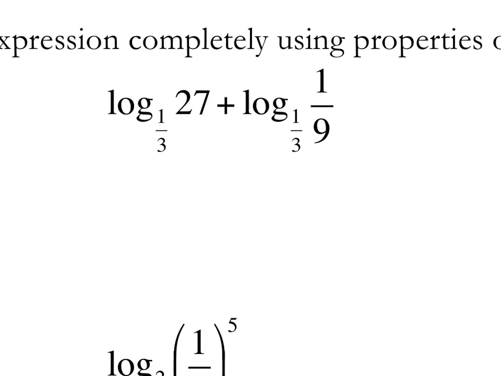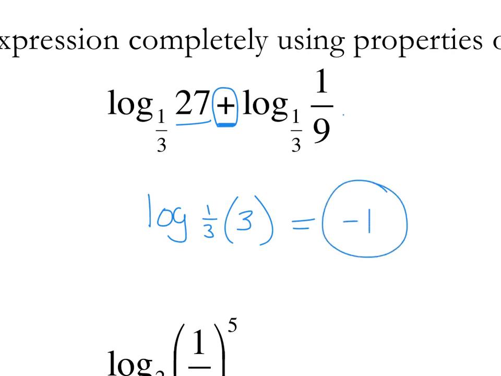Don't be nervous, we have some fractions here, but we are adding with a common base. So let's combine these first. So if I'm adding, I know that I can multiply 27 and 1/9 together. So once I do that, I get the log with a base of 1/3, and it ends up being 27 over 9, which turns into regular old 3. So I ask myself, 1/3 to what power gets me 3? Well, that's going to be -1.